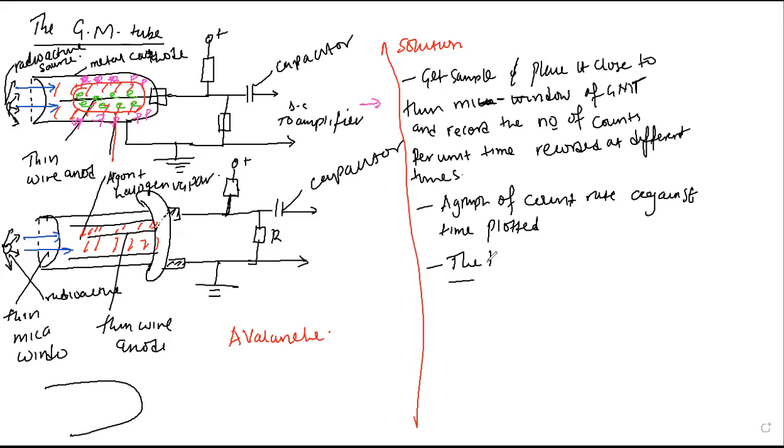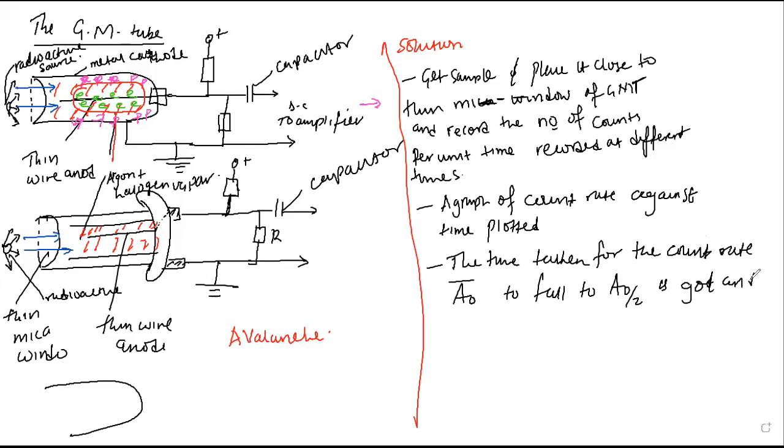Then the time taken for the count rate, not half-life, the time taken for the count rate to fall from N0 to N0 over 2 is got, and this is equal to the half-life of the sample.